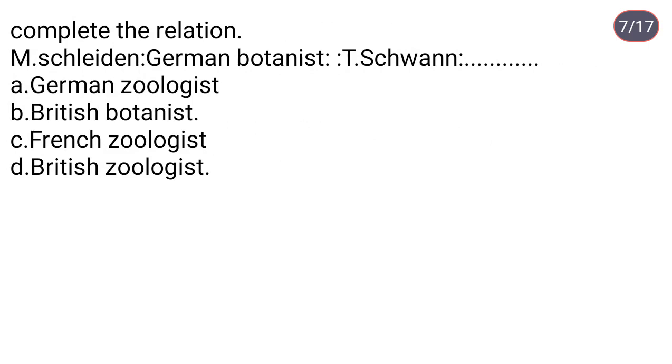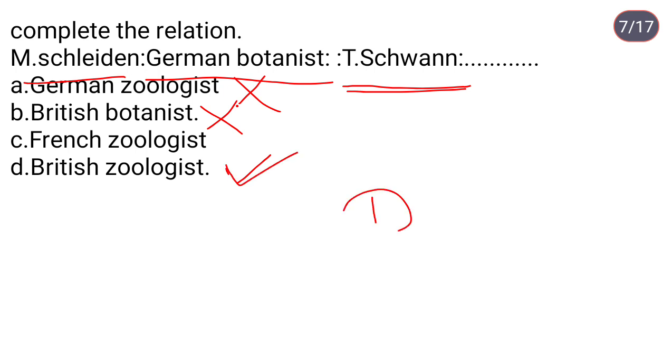And the next question is, complete the relation. So you choose the relation and complete it. Schleiden was a German botanist. But Schwann, where is Schwann from? We should complete the relation. He was not a German geologist. He is not a British botanist. He is a British geologist. So the correct option is D. Schleiden was a German botanist, whereas Schwann was a British geologist.